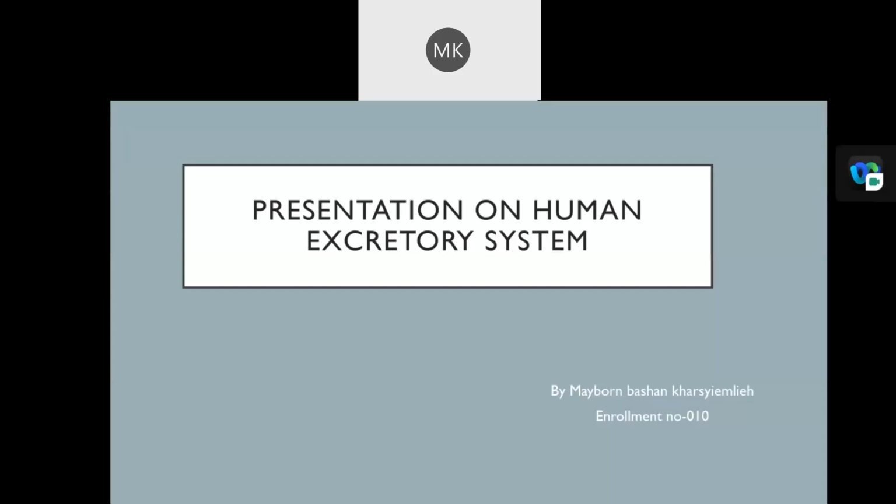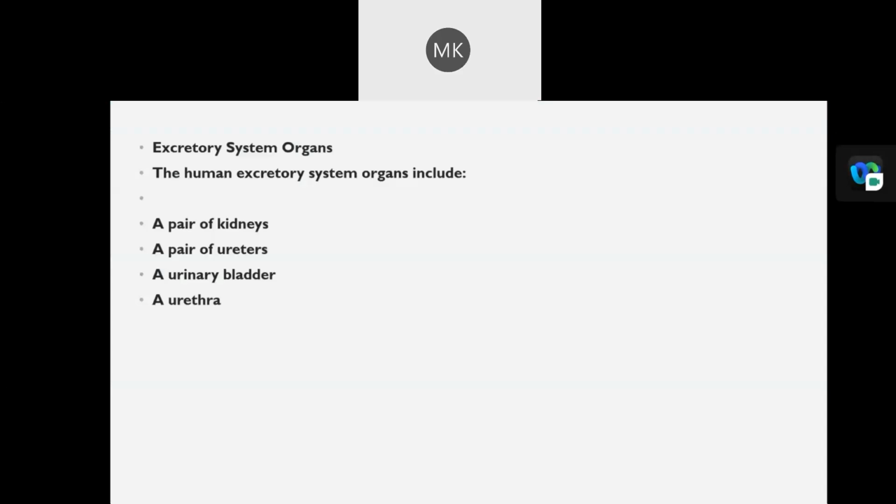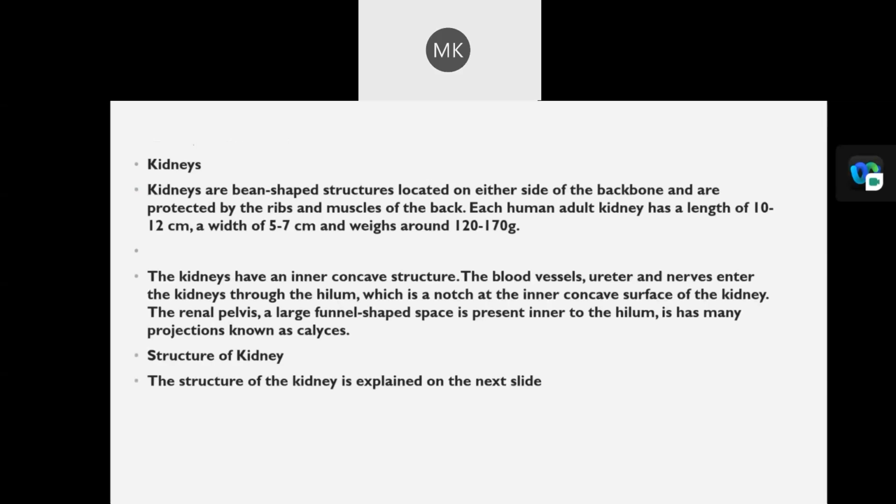My presentation will be on the human excretory system. Excretory system organs. The human excretory system includes a pair of kidneys, a pair of ureters, a urinary bladder, and a urethra.